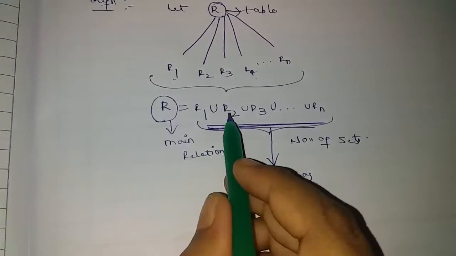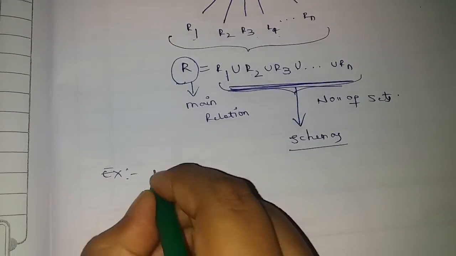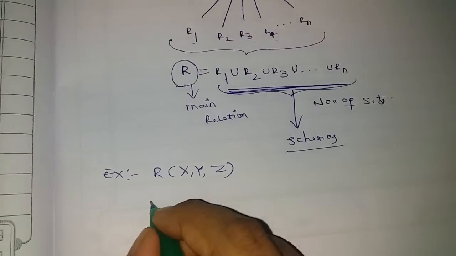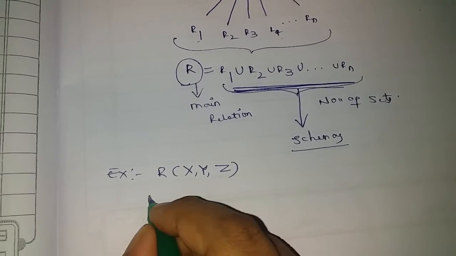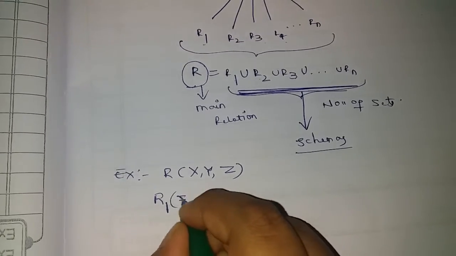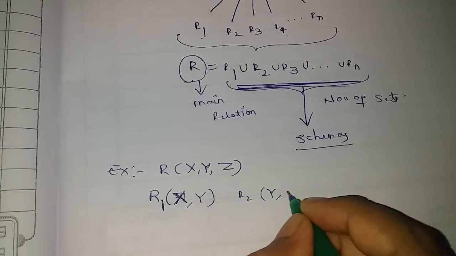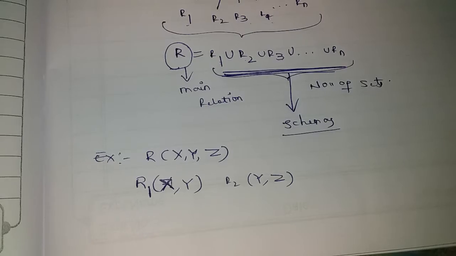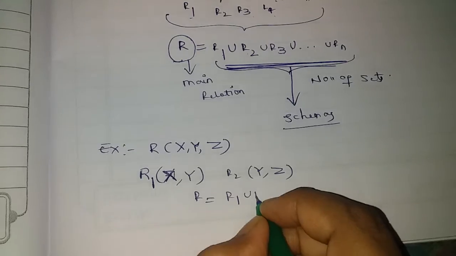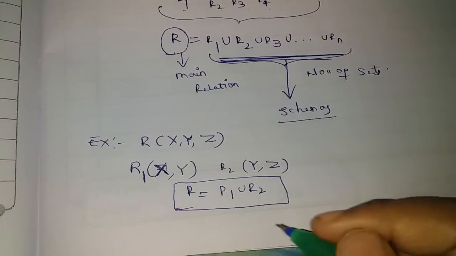We have to combine R1, R2, R3. Let us take one example. For example, R is equal to X, Y, Z. We divide the original table into two: R1 is X comma Y, and R2 is Y comma Z. Then R equals R1 union R2. This is the main decomposition formula.